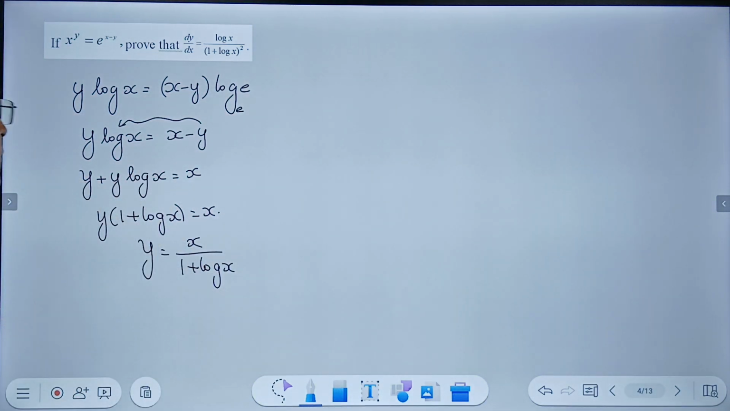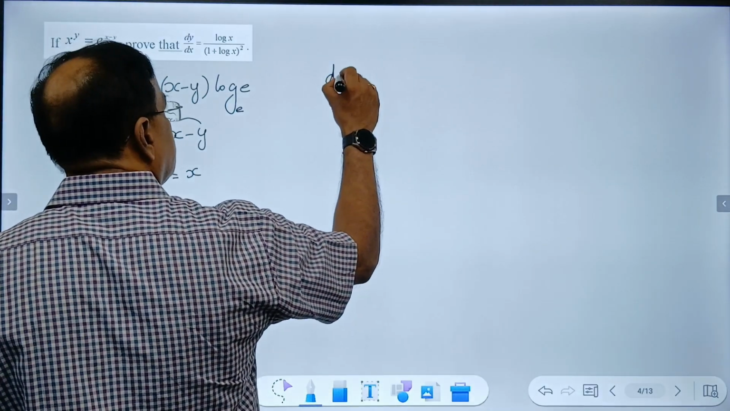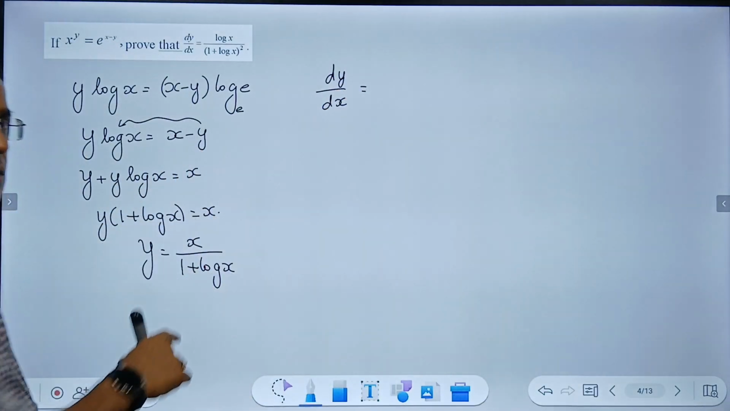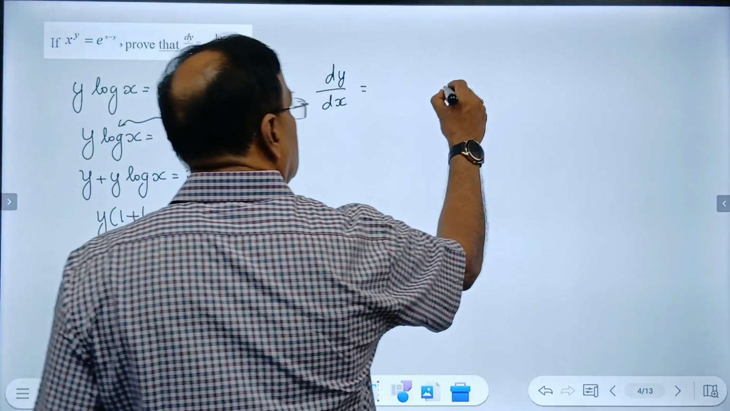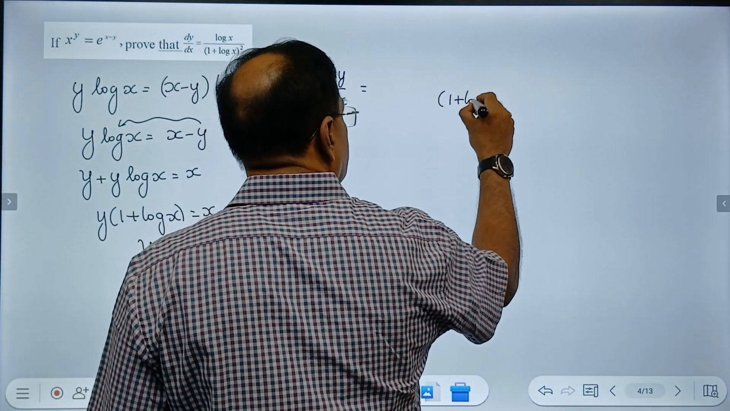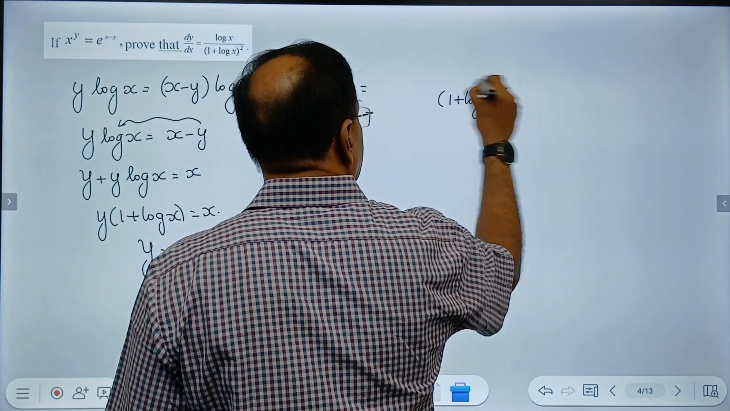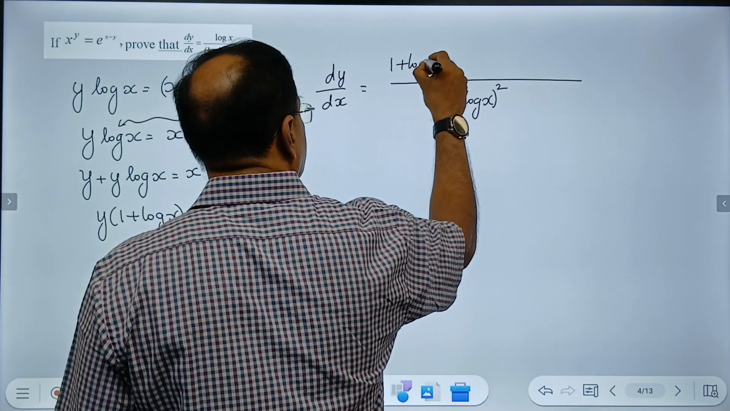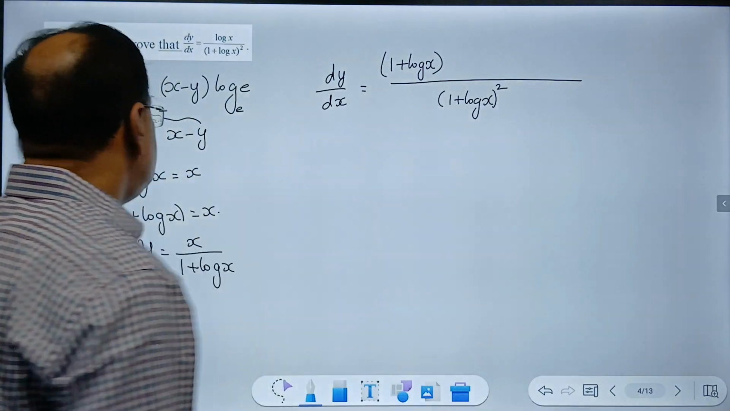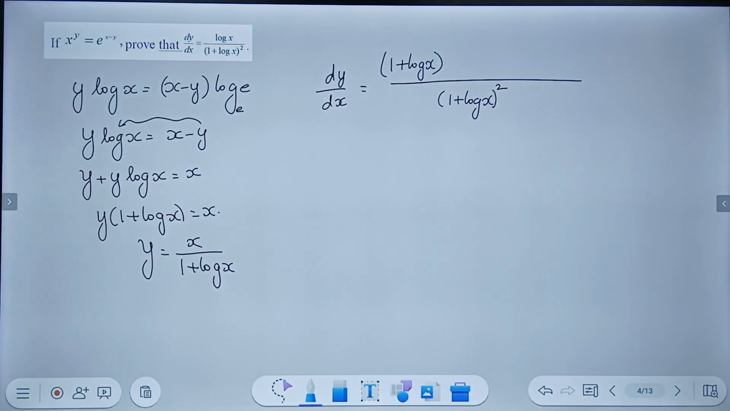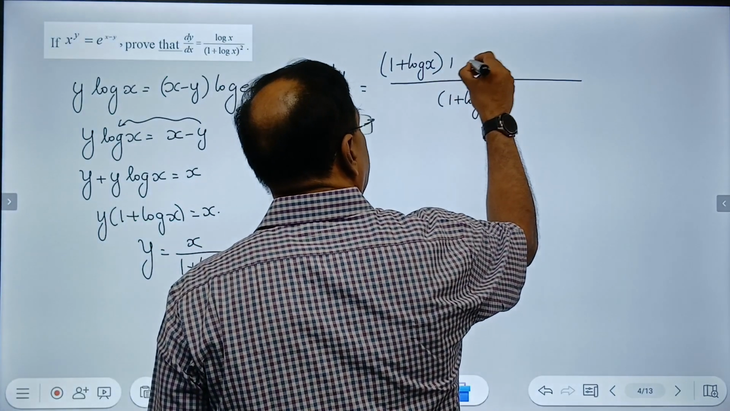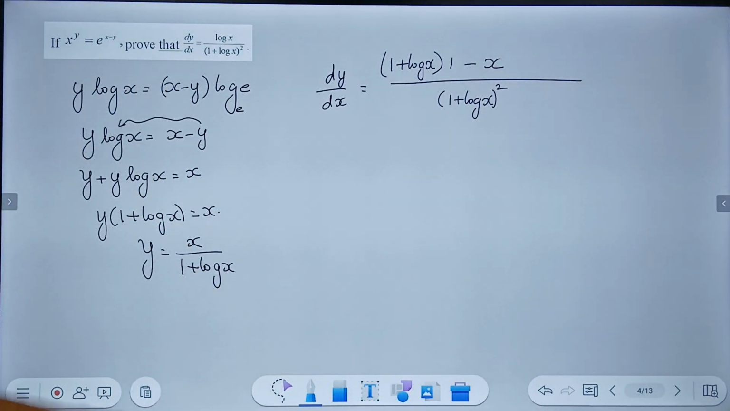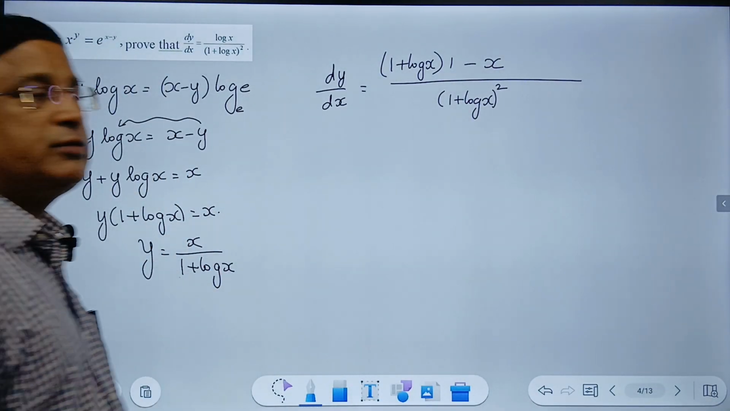So I have got y in terms of x. So I need to just differentiate. So what is dy by dx? dy by dx, I'm going to use quotient rule. So what is quotient rule? Denominator I should square. Denominator square followed by what? Denominator into differentiation of x. Differentiation of x will be 1, minus numerator is x into differentiation of 1 plus log x. Differentiation of 1 is 0, log x will be 1 by x.